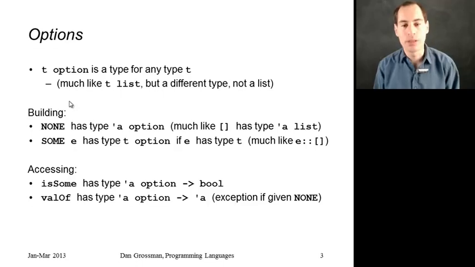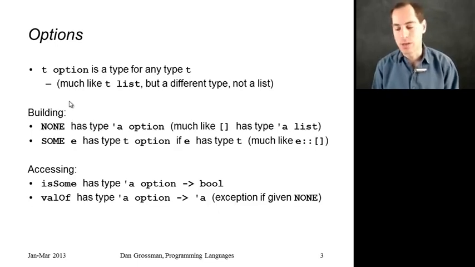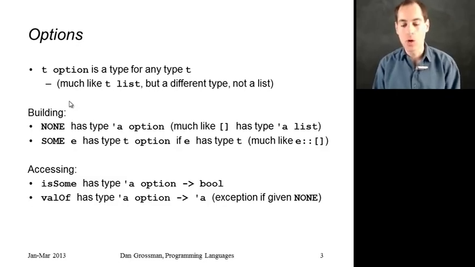There's 2 ways to build an option. You can write NONE in all capital letters, and that builds an option that holds 0 items, the same way bracket bracket builds an empty list. Or you can write SOME in all capital letters and then an expression. And the way that will evaluate is you evaluate the expression e to some value, and if that value has type t, you end up with a t option, much like creating a 1-element list. So that's how you build it. When you have SOME of something, like SOME 3, that's an int option. And you can't use it like an int, because it's not an int, it's something holding an int.